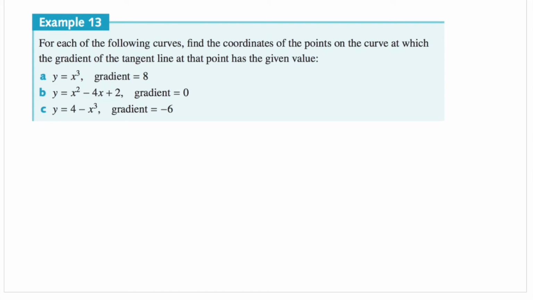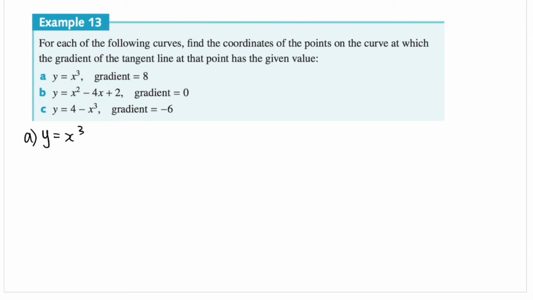So first thing first, tangent implies that we need to find the derivative function. For example, in question A, when the gradient is equal to 8, what are the x values? In other words, at what values of x does the gradient equal 8? We know the function is y is equal to x cubed. We know the gradient is equal to 8. So once we find the x values, we're going to sub them back into the original function to find the corresponding y values. And finally, we put them into coordinate form.